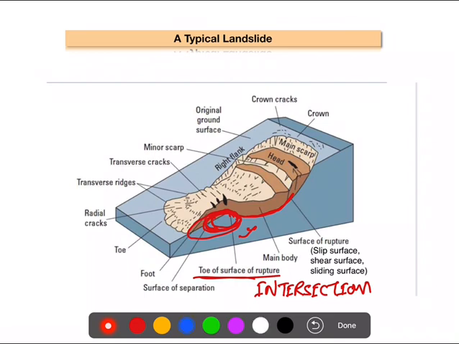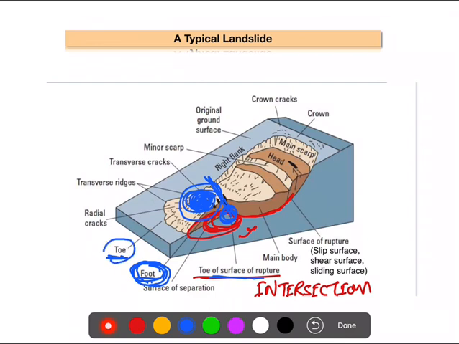Then we have foot and toe. That is very important. So what is foot? Foot is the portion of the landslide that has moved beyond the toe of surface of rupture. So this was the surface of rupture, and foot is the mass of soil which has moved beyond it. This is the point of accumulation, where soil accumulates. So that is called the foot of a landslide.